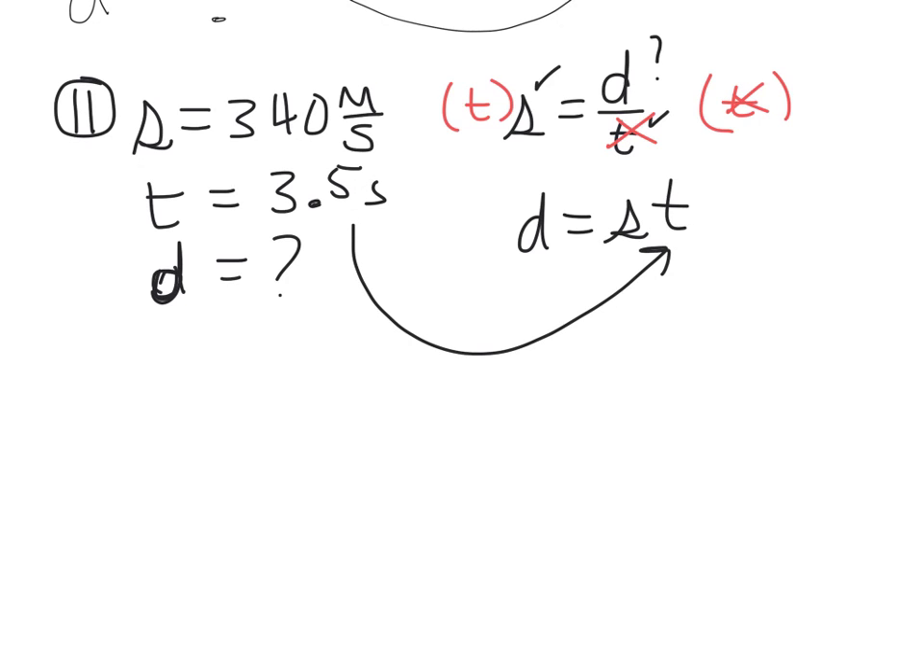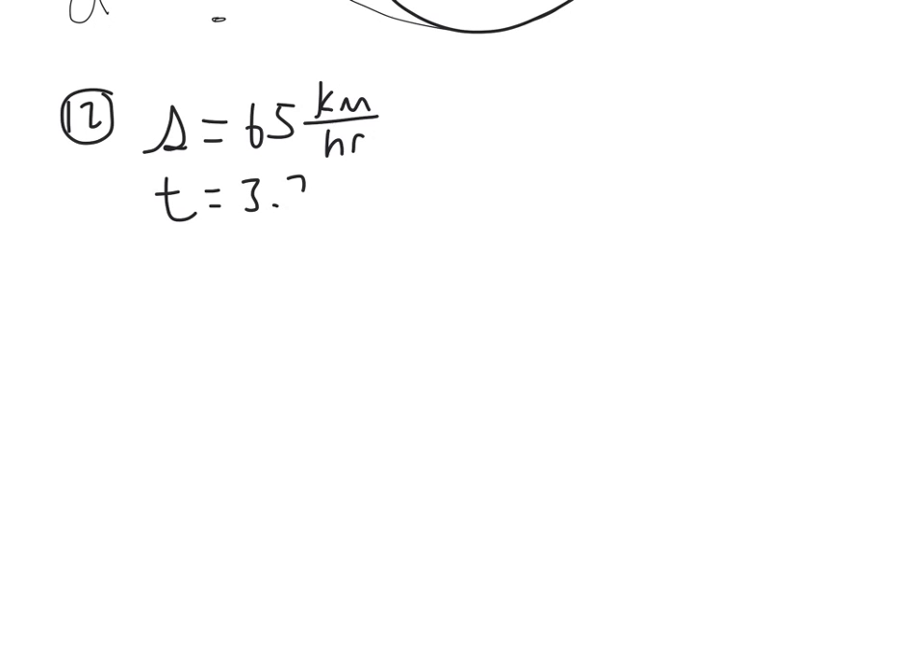And like anything else, it's time just to plug and chug away. So time is equal to 3.5, s is equal to 340. I'll let you do the detail work. Let's look at number 12. A kangaroo can hop at 65 kilometers per hour. They want to know if this kangaroo hops for 3.2 minutes, how far did it go?